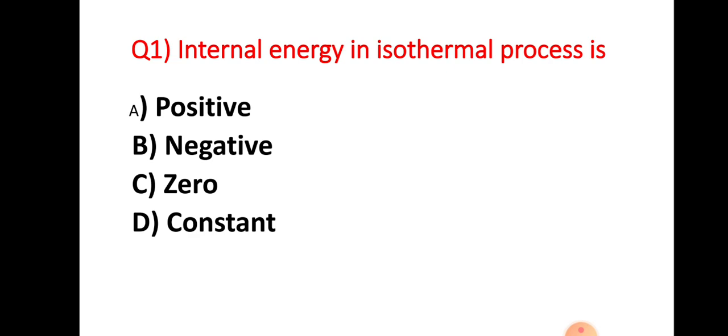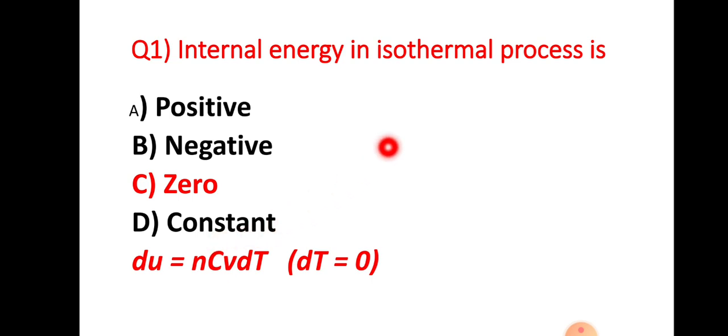Internal energy in isothermal process is. In order to solve this question, we must know the meaning of internal energy and isothermal process. The formula to calculate internal energy is dU is equal to n Cv dT, where Cv is specific heat capacity at constant volume, and isothermal means having the same temperature. If temperature is the same throughout the process, then change in temperature is 0. If change in temperature is 0, then internal energy will be 0 from this formula. So our correct answer for question number 1 is option choice C.